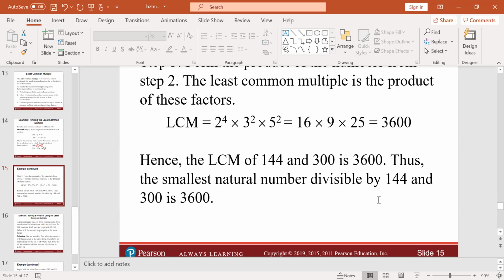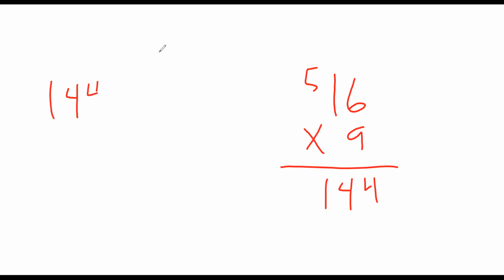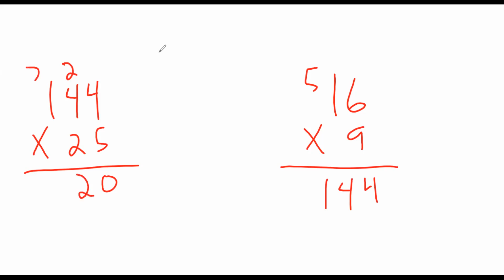On your test, you may not get numbers quite as large as 144 and 300, but technically you could do this using old school multiplication. You do your 16 times your 9. 6 times 9 is 54, carry the 5. 9 times 1 is 9, plus 5 is 14, so 16 times 9 is 144. Then we were doing 144 times 25. So technically you could do this one by hand. 5 times 4 is 20, carry the 2. 5 times 4 is 20, plus 2 is 22, carry another 2. 5 times 1 is 5, plus 2 is 7.